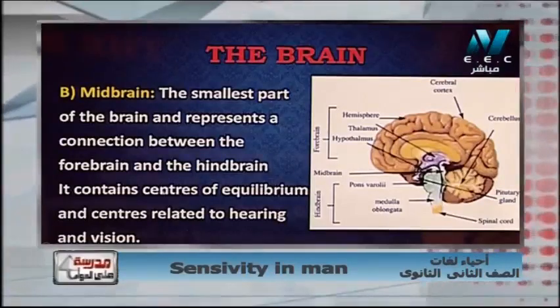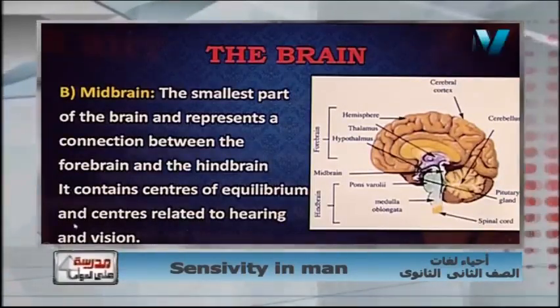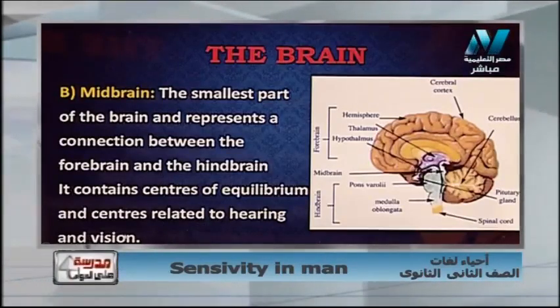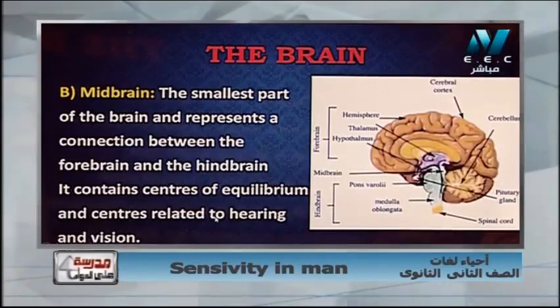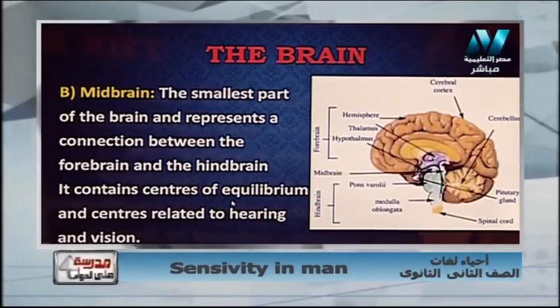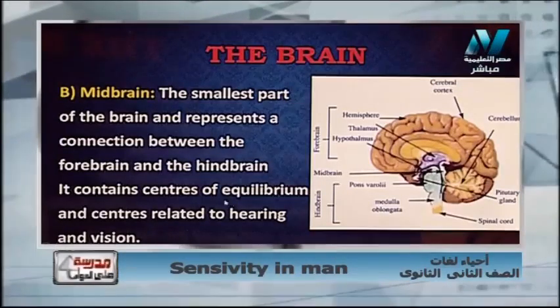It contains centers for equilibrium and centers related to hearing and vision. This is located beside the ears, so it controls these centers for hearing and vision.